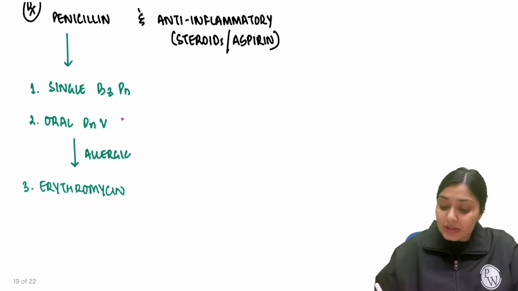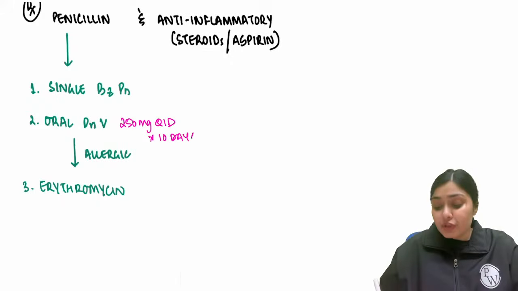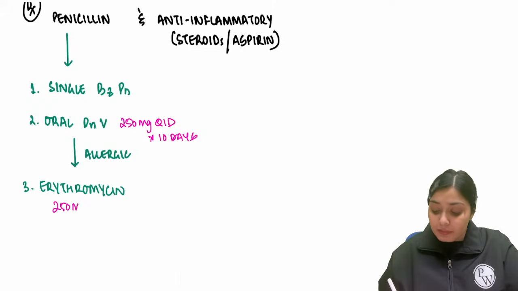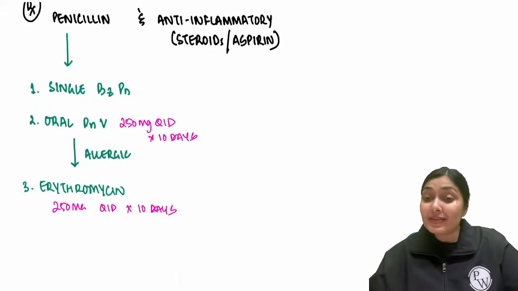The dosage is 250 mg 4 times in a day. This we continue for 10 days. If the child is allergic to penicillin, the second alternative is erythromycin. The dosage is similar, 250 mg 4 times in a day for 10 days. And what about the anti-inflammatory drugs, steroids and aspirin?